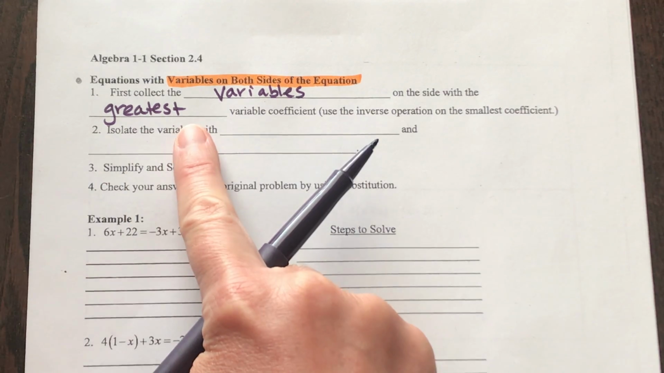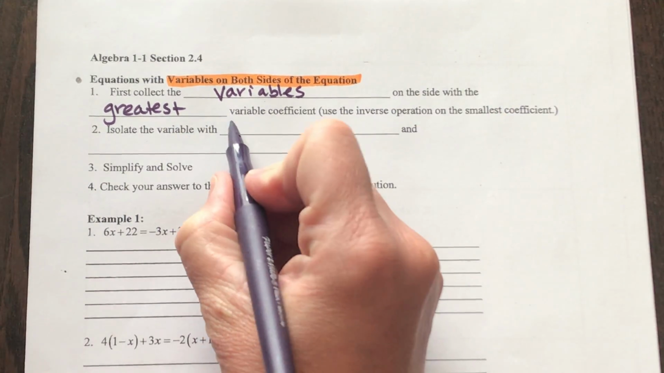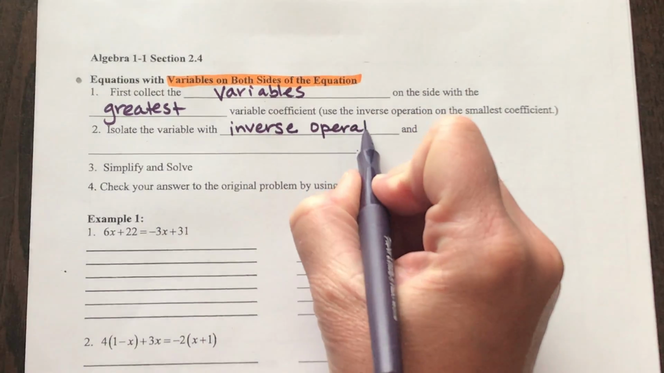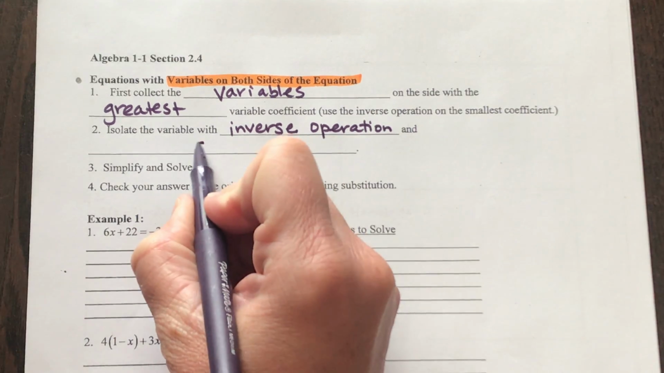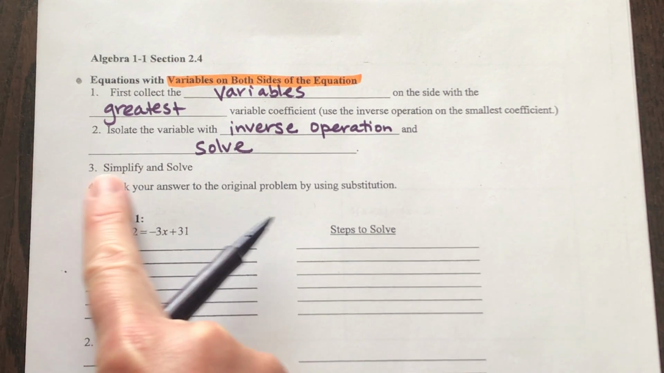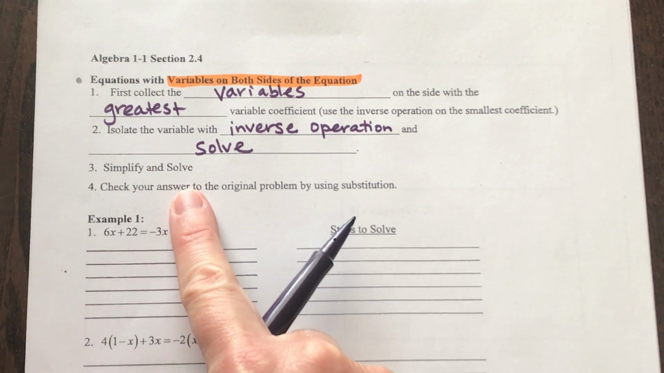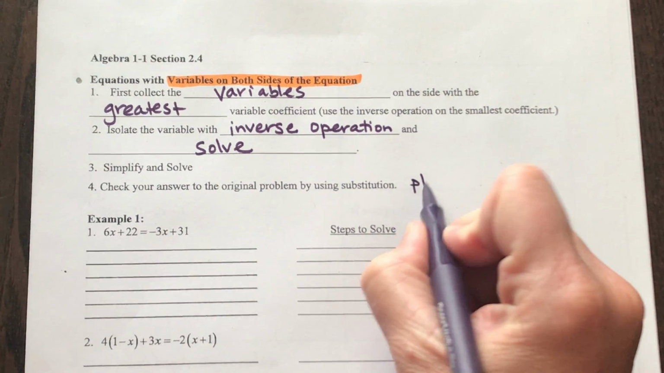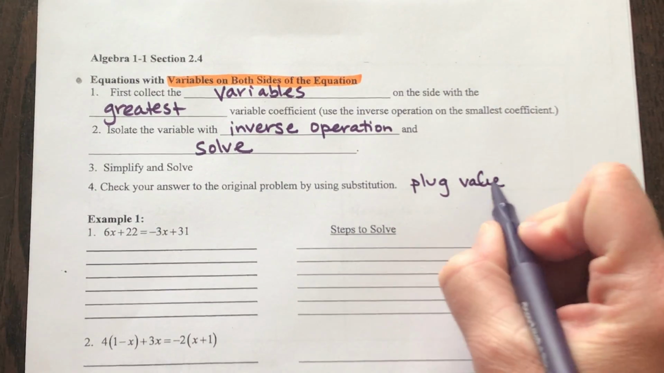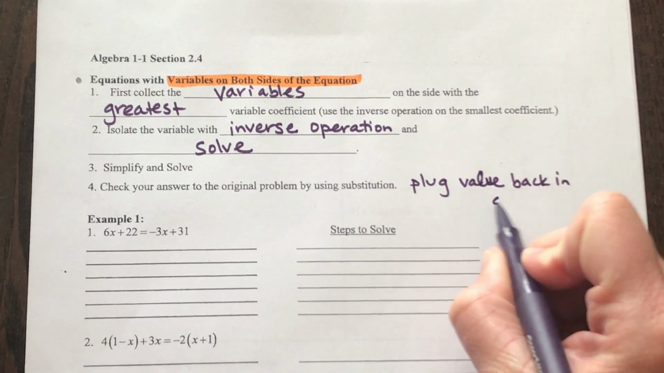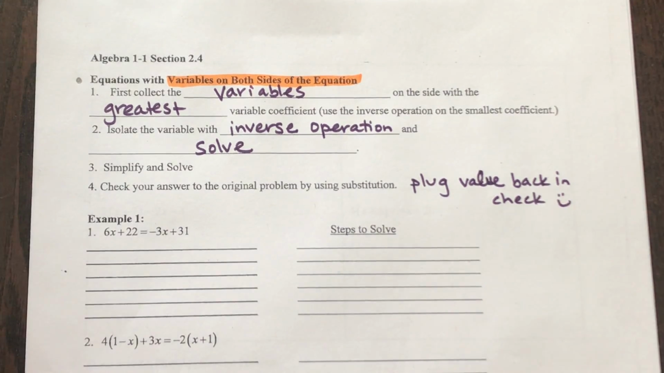Step number two, you're going to isolate the variable by using an inverse operation. And then what you're going to do is solve. So you're going to get variables moved to one side of your equation so you can solve. Step number three, simplify and solve. And step number four, check your answer to the original problem by using substitution, meaning plug the value back in and check it. And if it checks out, it should work.